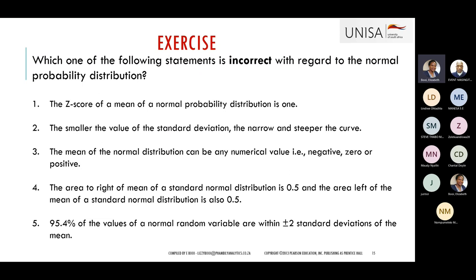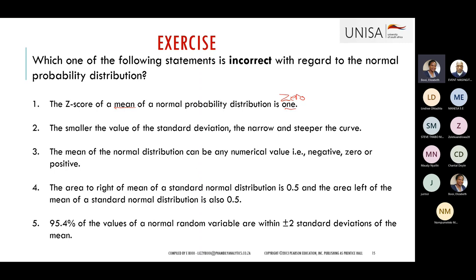Which one of the following statements is incorrect with regards to the normal probability distribution? Statement number one says the z-score of a mean of a normal distribution is 1. Is that correct? What did we learn? We learned that the standard normal distribution has a mean of 0 and a standard deviation of 1. So here they're asking, is the mean 1? It's incorrect, because we know the normal probability distribution is distributed with the mean of 0. So that would have been the one that is incorrect.